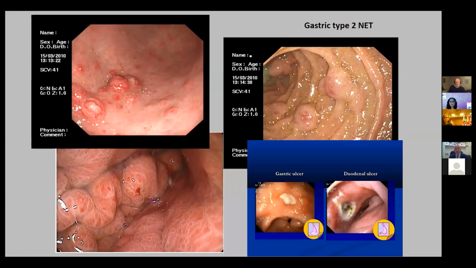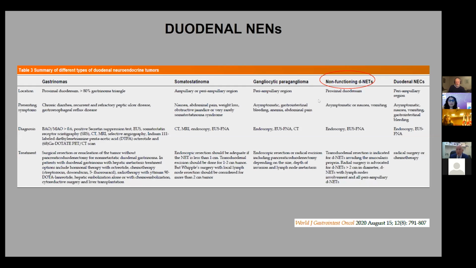In the duodenum, moving along the intestine, most of the duodenal polyps are non-functioning and often small. It may be that you would just keep them under surveillance. You can remove them endoscopically. The wall of the duodenum is very thin, and so there is a risk of perforation, and you always have to take that into account.